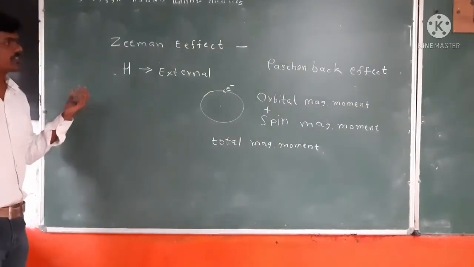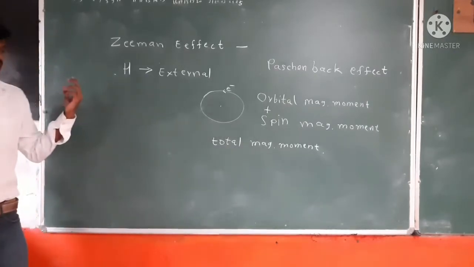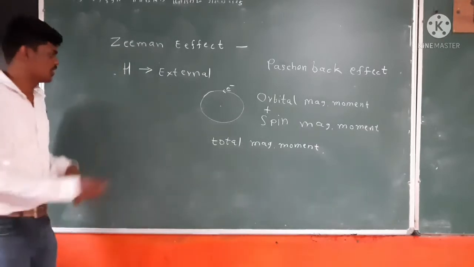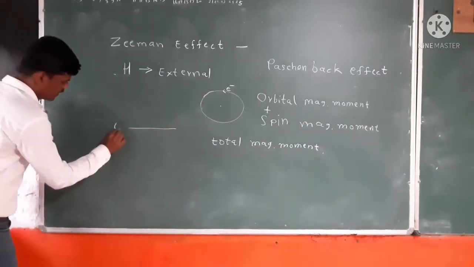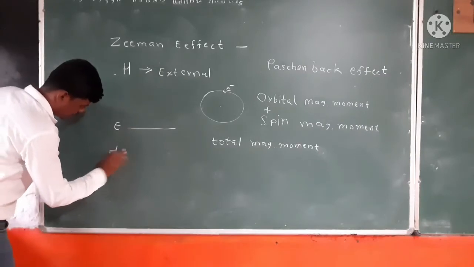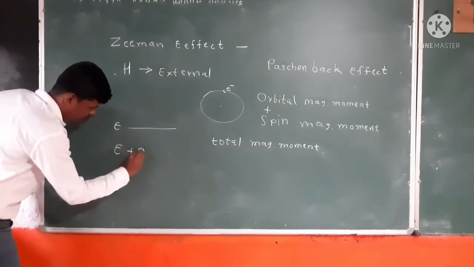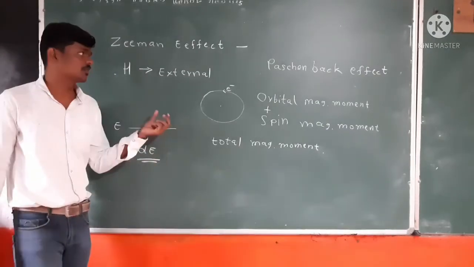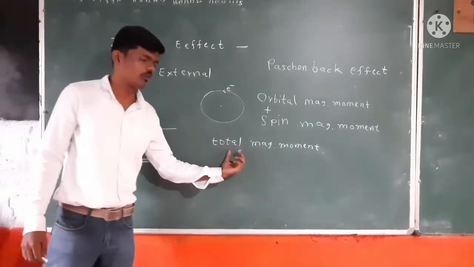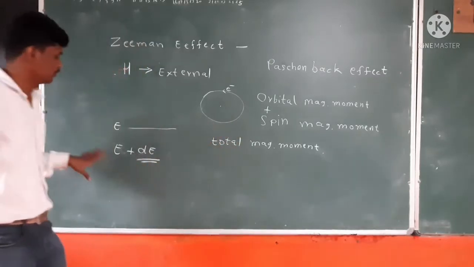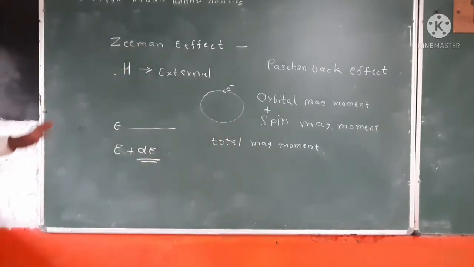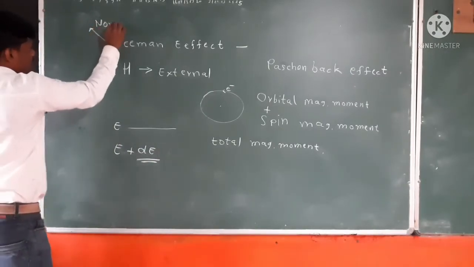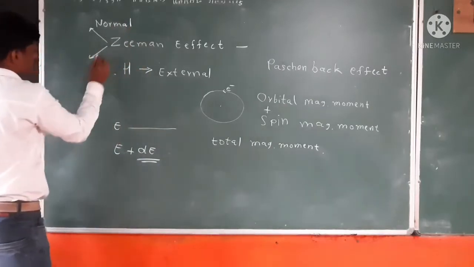So the external magnetic field H and the atom's total magnetic field are interacting, and we get the splitting of energy levels. Let's say energy level E will split by an amount. This is caused by the interaction between the external magnetic field and the total magnetic field of that atom. Now we have two types of Zeeman effect. First, the normal Zeeman effect, and second, the anomalous.